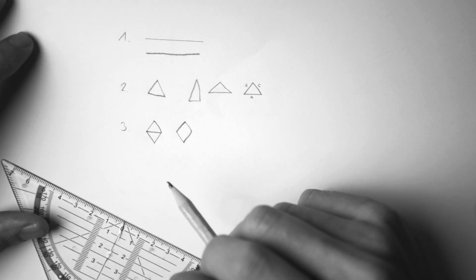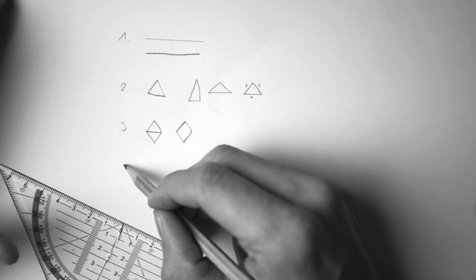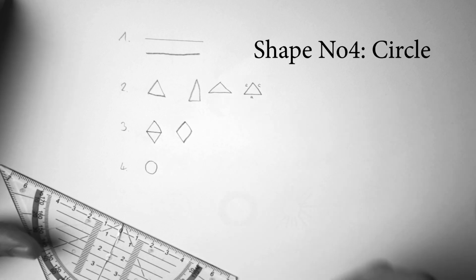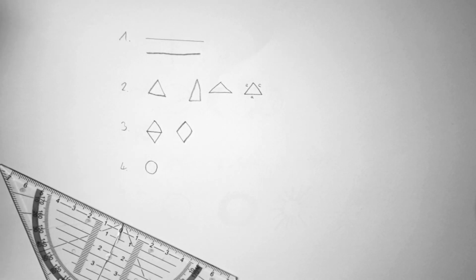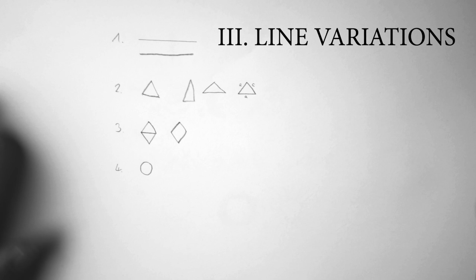And the fourth one is made of lines as well, but curved lines. You know it. It's the circle. I don't have to say much about it, so let's go to the third topic. And the third topic is line variations.